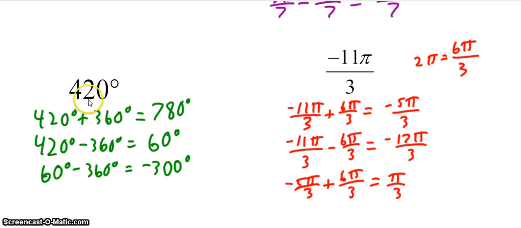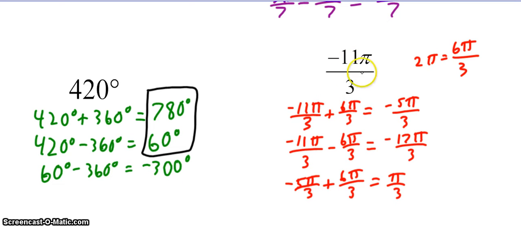The next one is 420 degrees. First I added 360 and got 780 degrees. Then I subtracted 360 and I got 60 degrees. So both of these are positive coterminal angles, but I need a positive and a negative. So I need to take the 60 degrees and subtract 360 again, and I get negative 300 degrees. So here would be a negative coterminal angle. Again, I could keep adding or subtracting from these to get other coterminal angles.